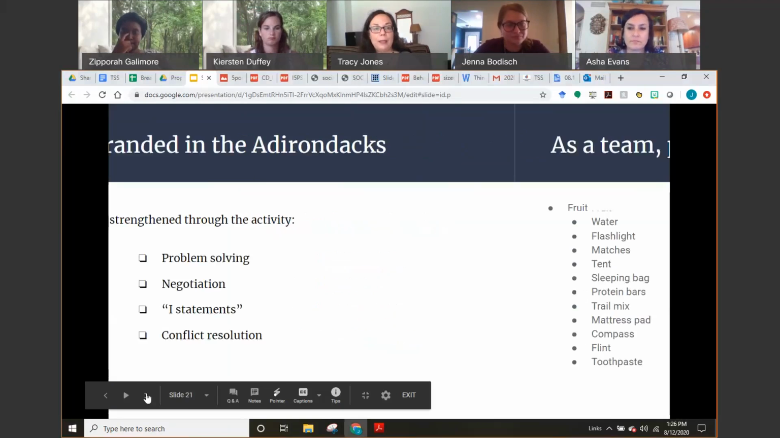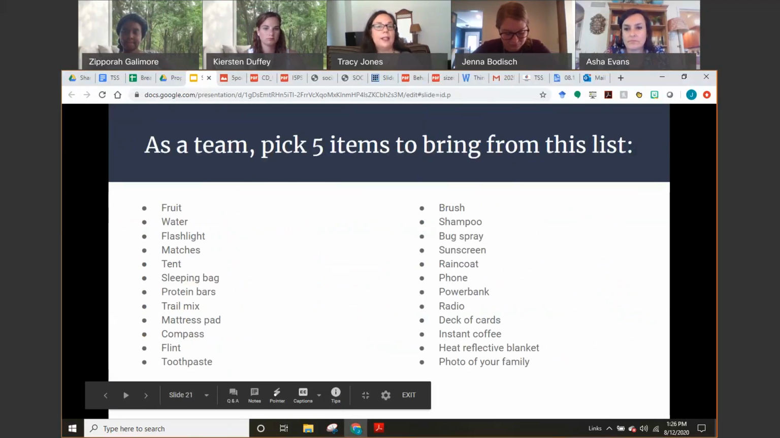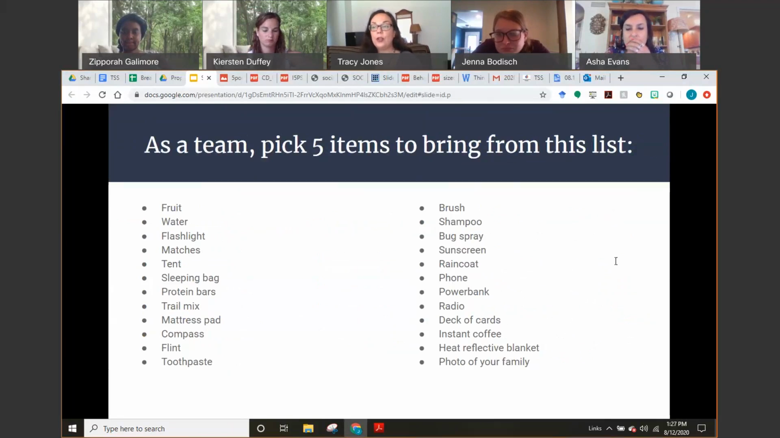So you would provide the students with a list of items. We said 5 items. It could be 10 items. It could be 8 items that are things they could bring with them if they were going to go to the Adirondacks. As you're looking at it, you're probably picking out items that you would want to have with you. But the problem is you have to agree on those 5 items or 10 items as a group.